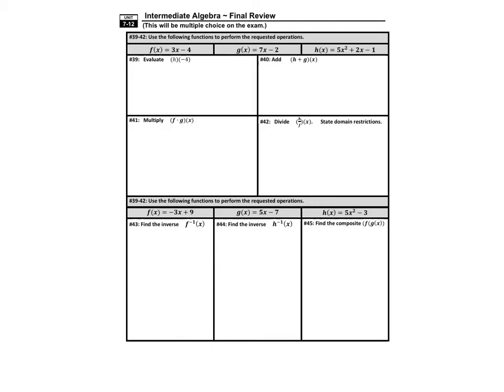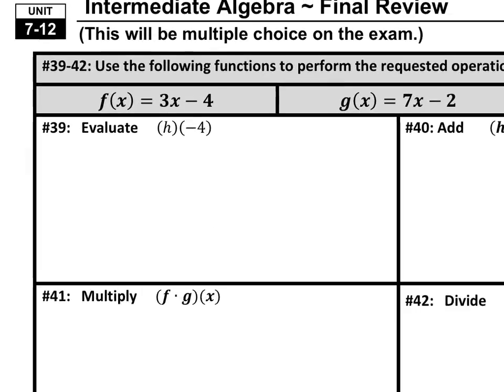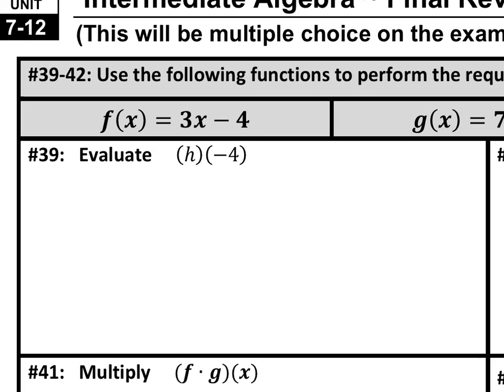Right, guys, last page. And these don't even take very long, and we just did these in class together on chapter 12. 39 through 42, we are using the functions that are listed up along the top. 39, we have h of -4. These are the problems where you are plugging in the -4 every single time into function h every time you see an x. So plug in the -4 for x.